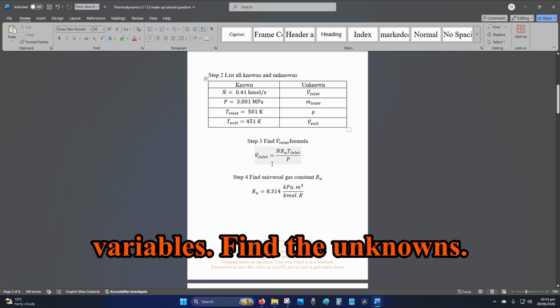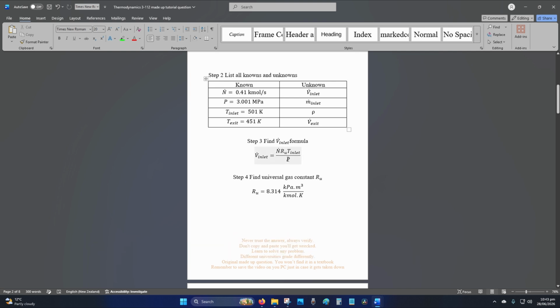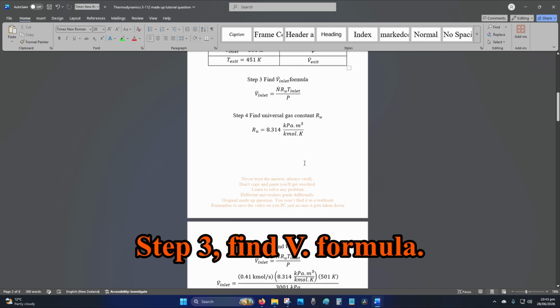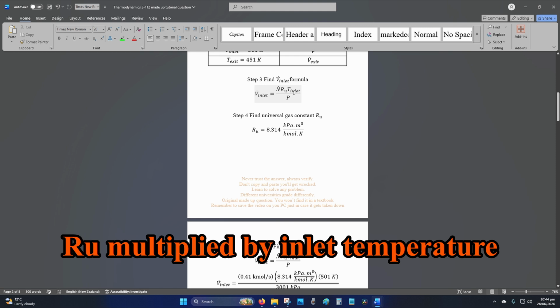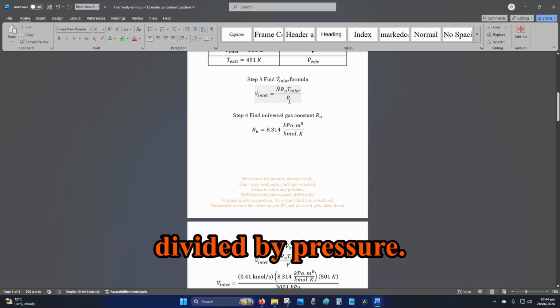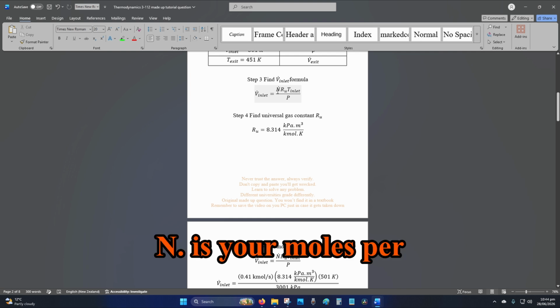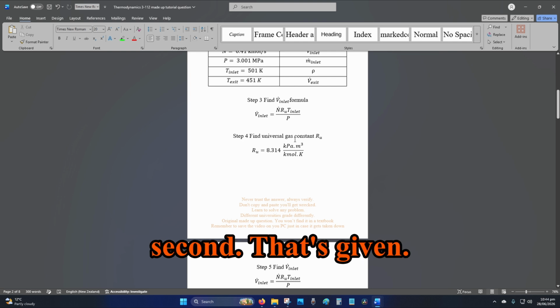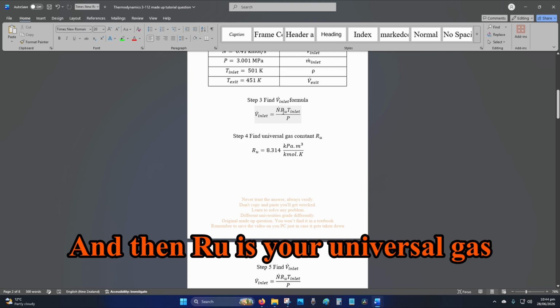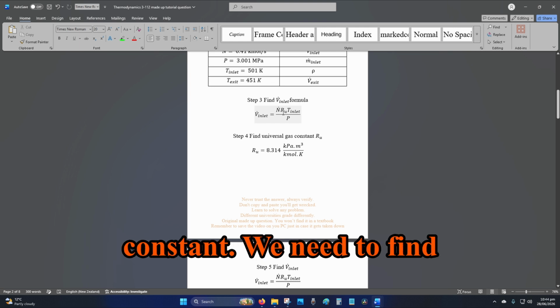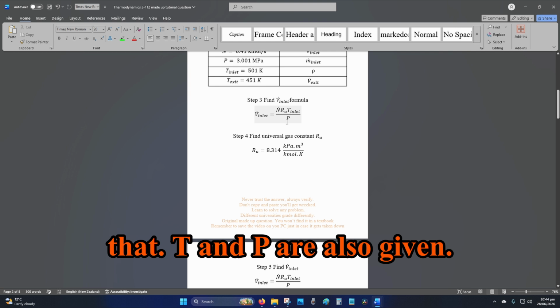Step 2, list all the given variables, find the unknowns. Step 3, find the V dot formula. So V dot inlet is equal to N dot multiplied by RU multiplied by inlet temperature divided by pressure. N dot is your moles per second, so that's given. RU is your universal gas constant. We need to find that. T and P are also given.